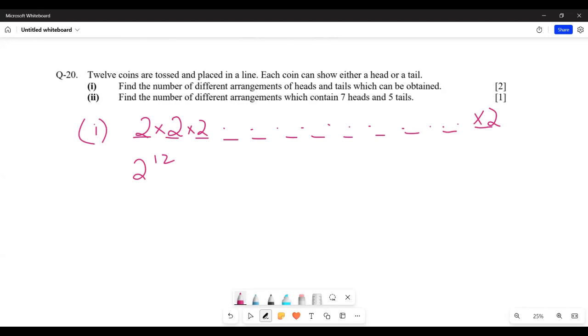What is 2 power 12? 4096. So we've used the basic counting principle. If event A can happen in m ways, and event B can happen in n ways, then A followed by B can happen in m times n ways. Each of these events can happen in 2 ways, either head or tail. So it's 2, 2, 2, 2, 2 all the way till the 12th entry. So it's going to be 2 power 12.